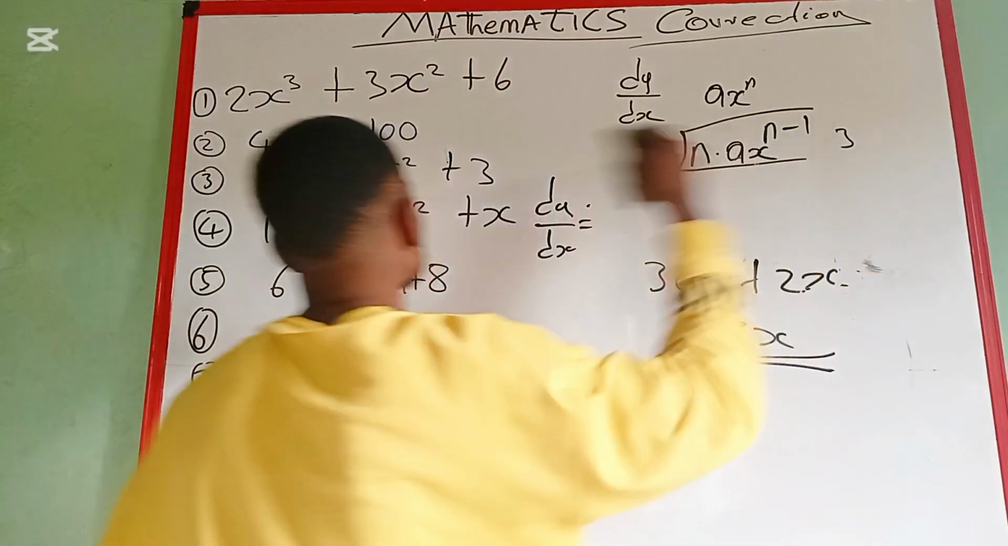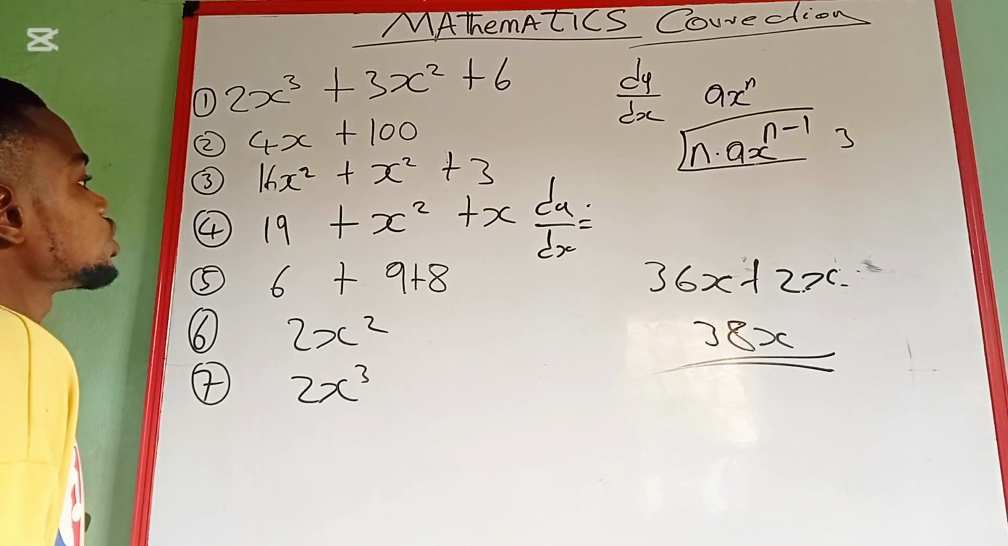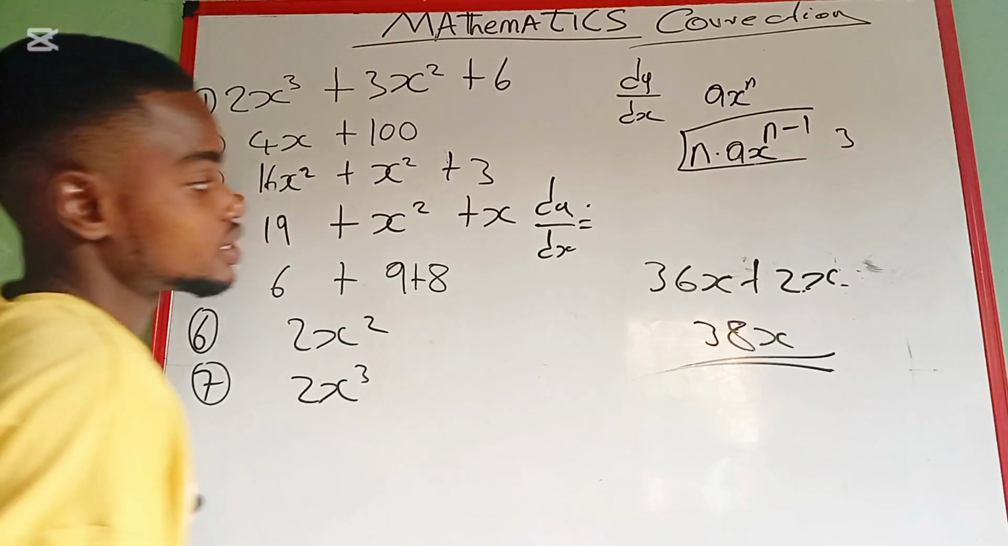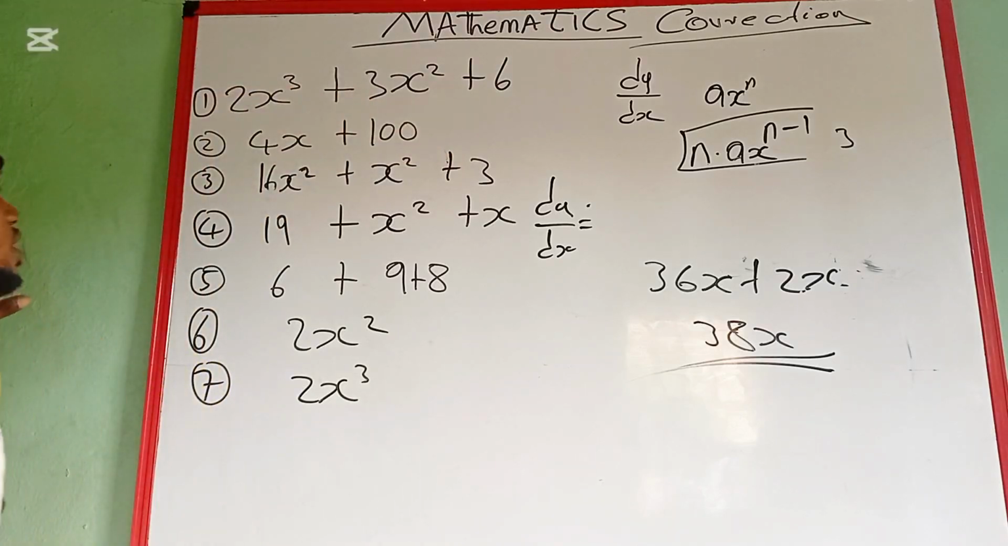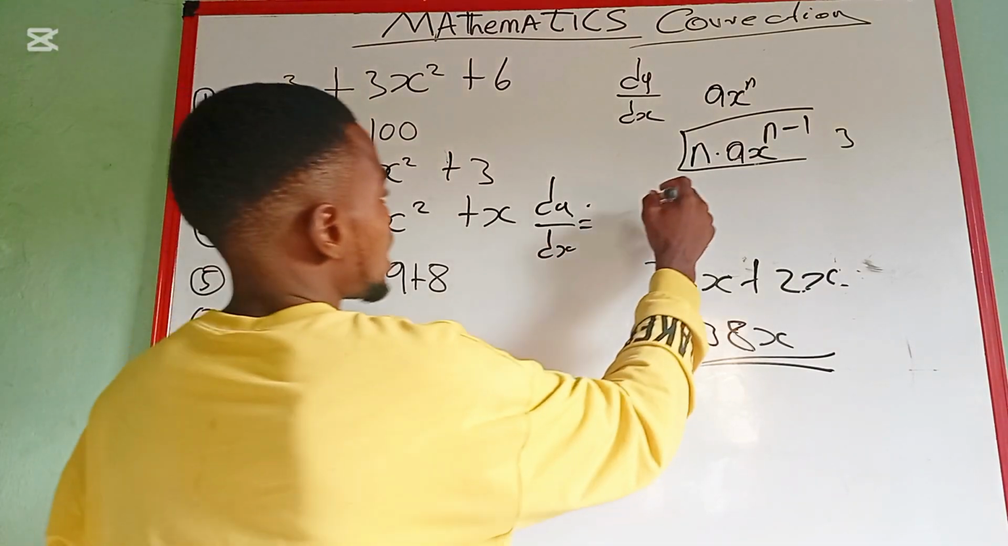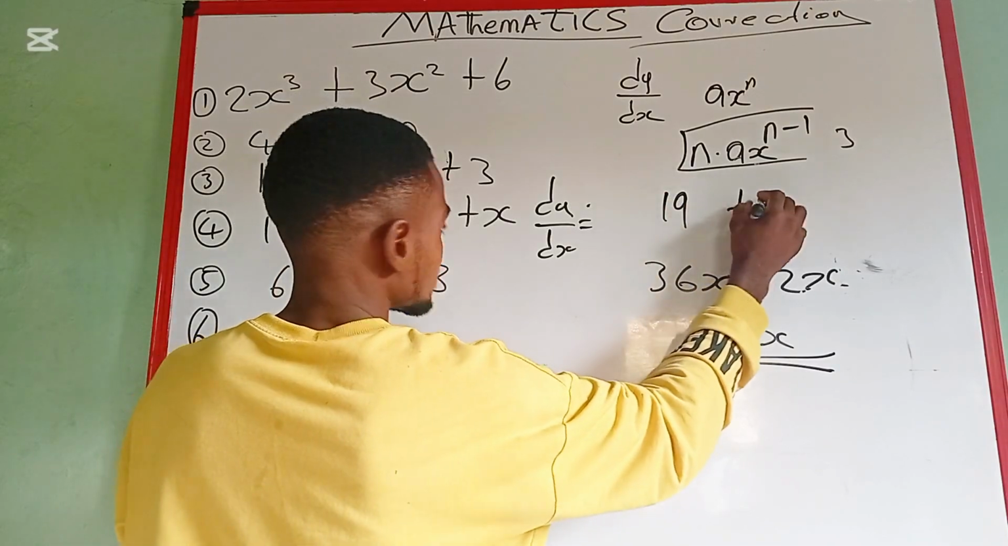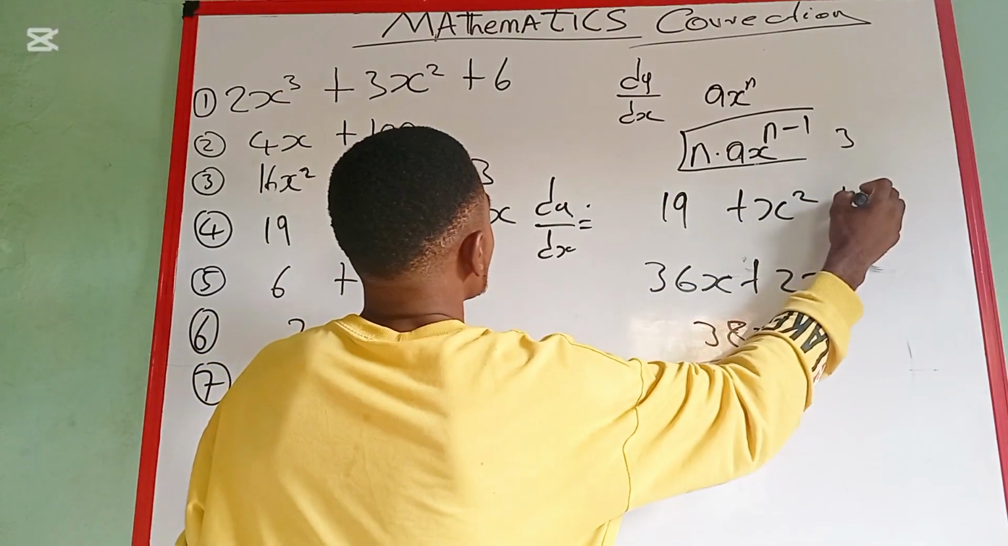Now we move to the next question, which is question number 4. So I might make a mistake maybe from solving this one. Maybe we can resort to that. Let's continue. Question number 4. So we have 19 plus s squared plus s.